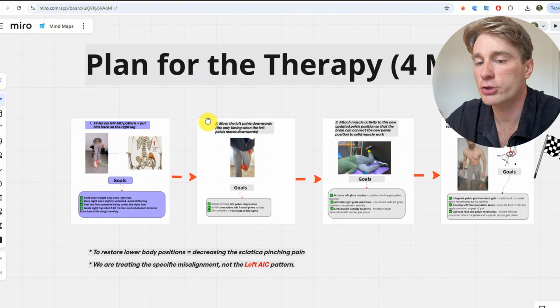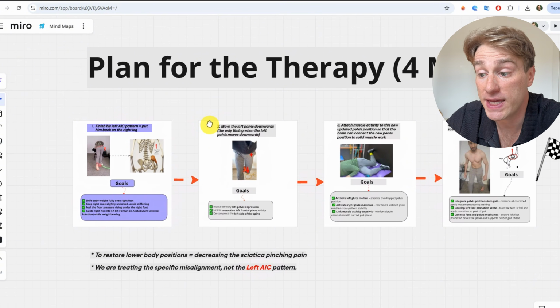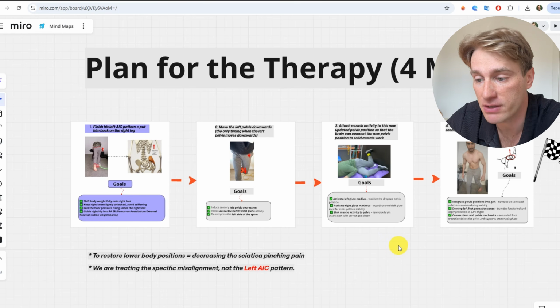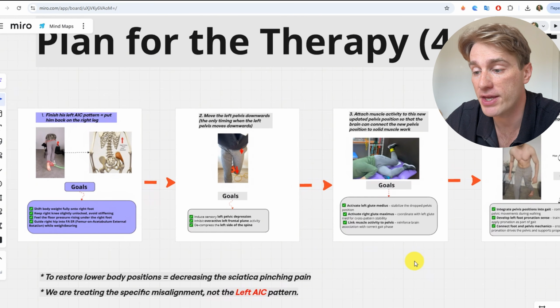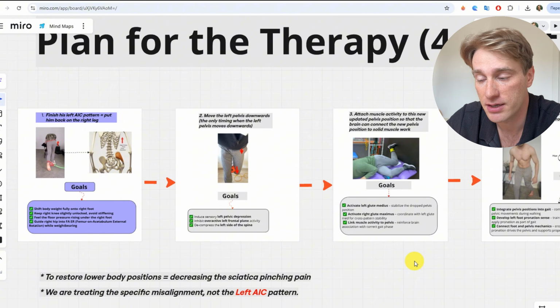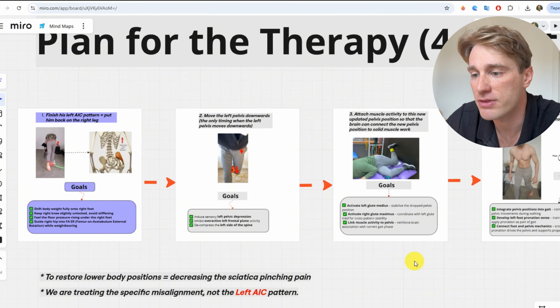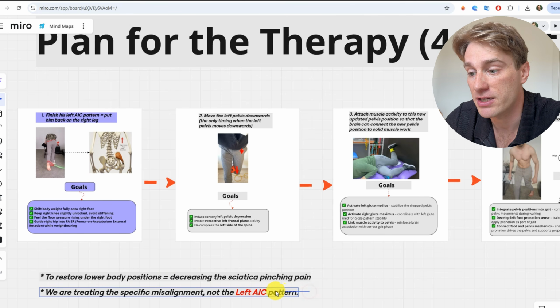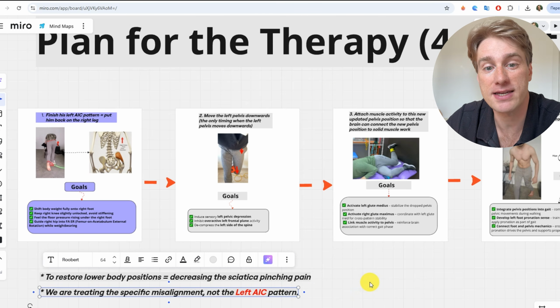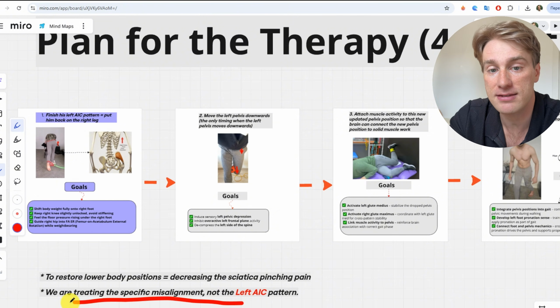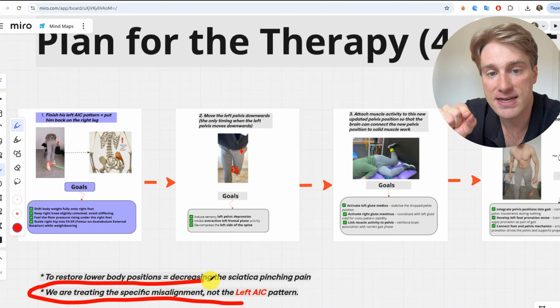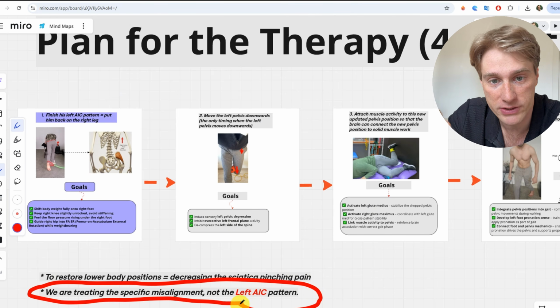Again, in order to unpinch his sciatic nerve, we have to manipulate his pelvic floor, his pelvic bones, in a certain direction so that unpinching happens. And we can only do that through these 4 steps. But firstly, we are not trying to fix the pattern. We're trying to fix the direct misalignment. That's how PRI really works.